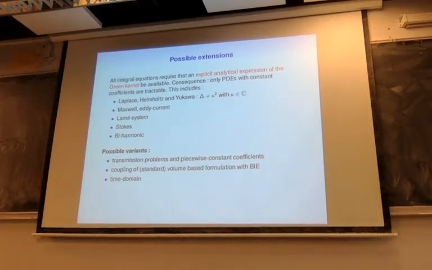So I have just spoken about how to reformulate the scattering problem, Helmholtz equation in 3D, but there are many possible extensions. A few remarks, though. As I mentioned, to derive such a formulation, an explicit analytical expression of the Green kernel must be available. One of the consequences is that the only PDEs you can hope to solve with this approach are PDEs with constant coefficients.